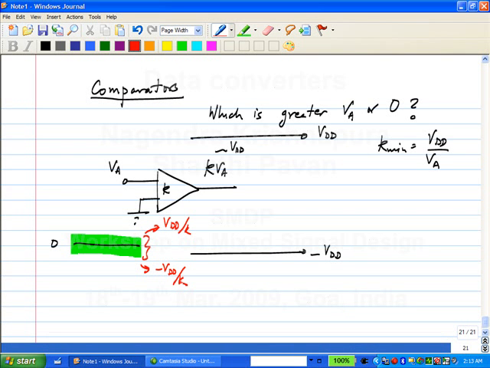So how do you increase K? What is the most obvious idea of increasing the gain? That's not obvious. Is that obvious? What is the most obvious thing you can think of? You cascade another stage, right? You copy and paste.